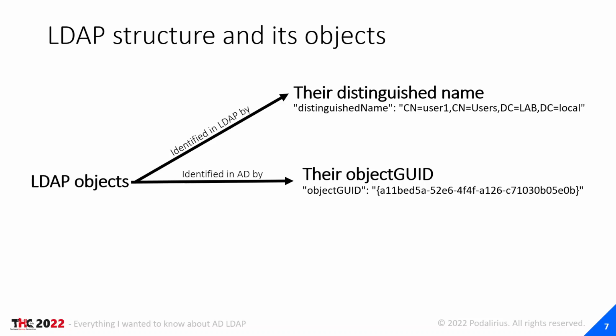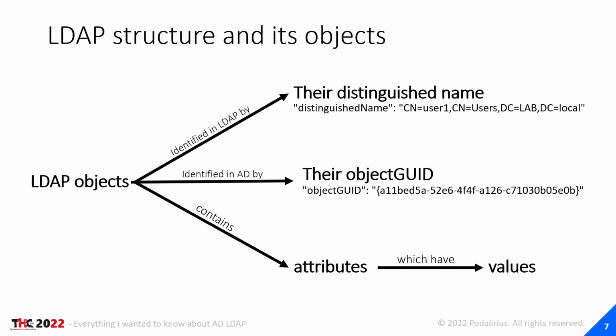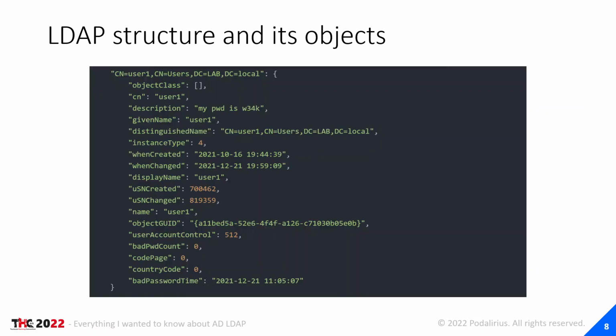And finally, all of these objects contain attributes which have values, and they store the actual data we are going to store inside the objects. So here is an example of what it looks like. For the object user1 inside my LDAP, we have a description, a distinguishedName, givenName, sn, created, name, we have userAccountControl also. We have many properties that are specific to this object because it's a user. We have userAccountControl, we have badPwdCount, for example. We have many properties that we can store inside the LDAP object of this user, which is specific to user1.